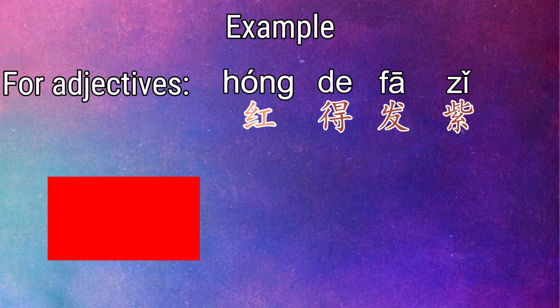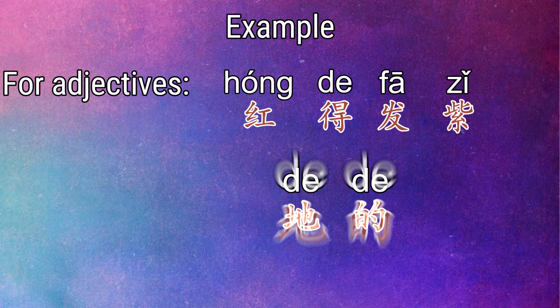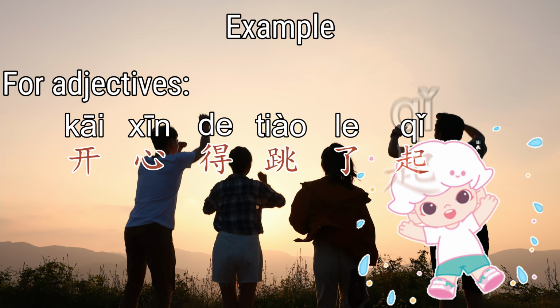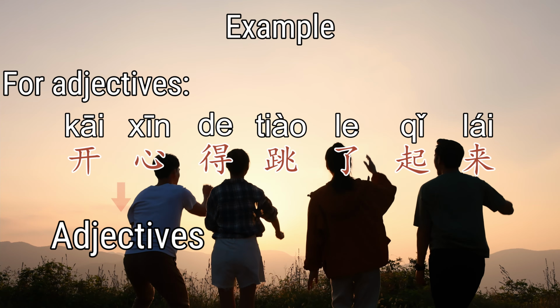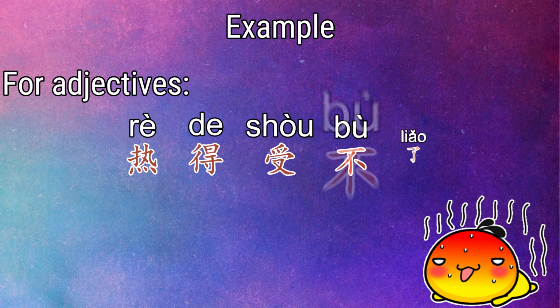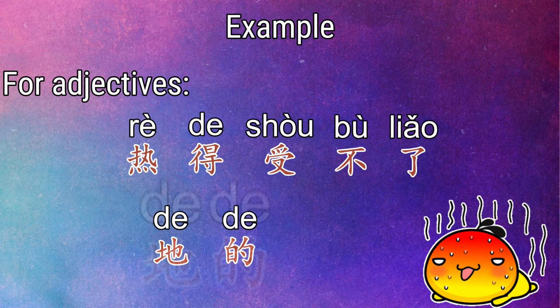For adjectives, 红得发紫. 红 is an adjective, so you should use this one after it. Using the other two would be incorrect. 开心得跳了起来. 开心 is an adjective, so you should use this one after it. 热得受不了. 热 is an adjective, so you should use this one rather than these two.